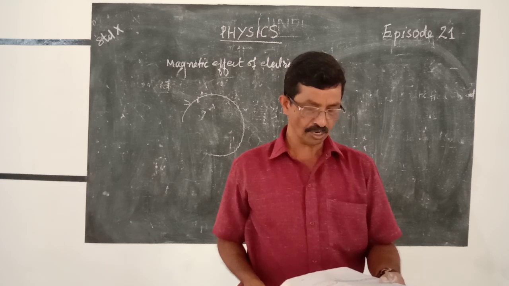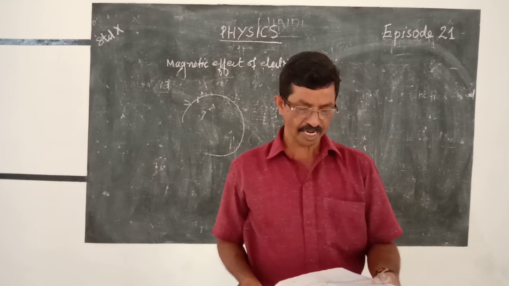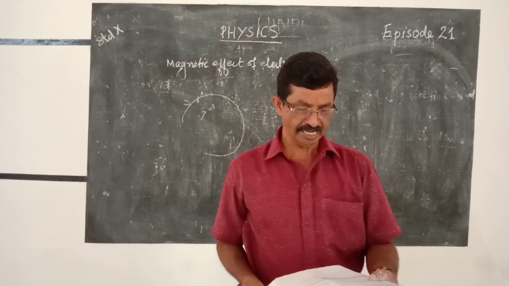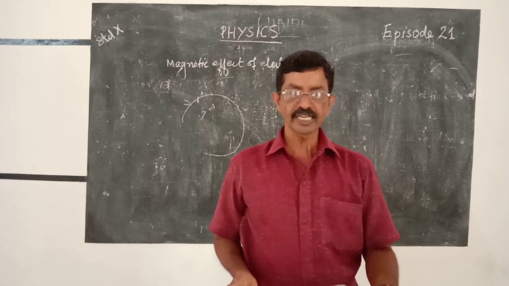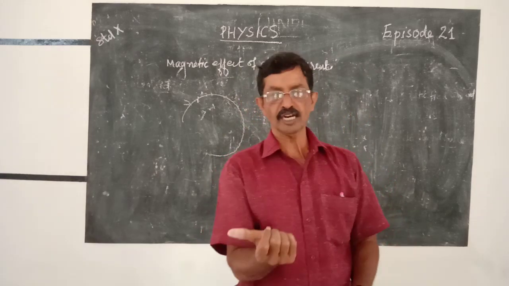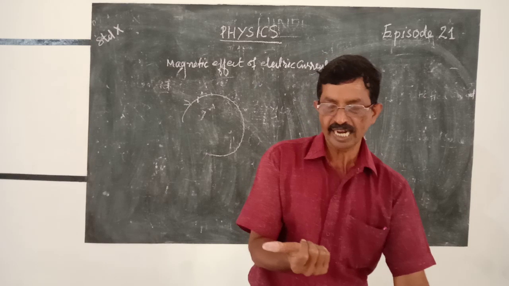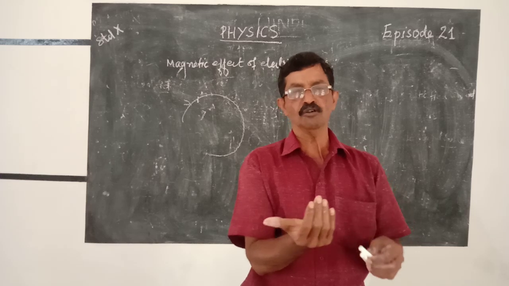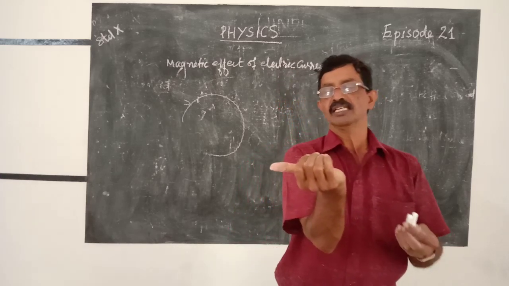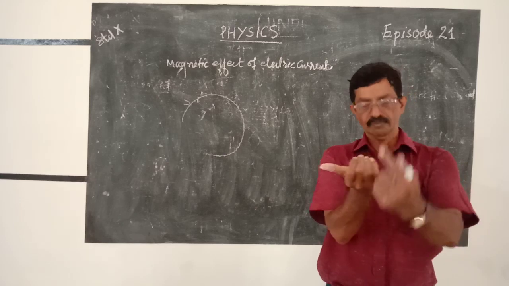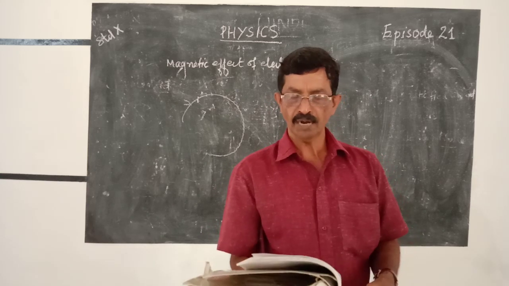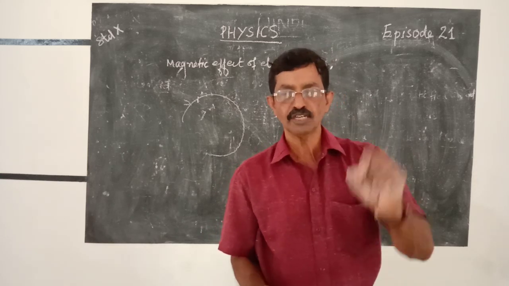Apply the right hand rule to find out the direction of the magnetic field inside and outside the loop. Suppose this is the circular loop. See, current is flowing there. When we hold that circular loop in this way, the current goes up outside and down inside.